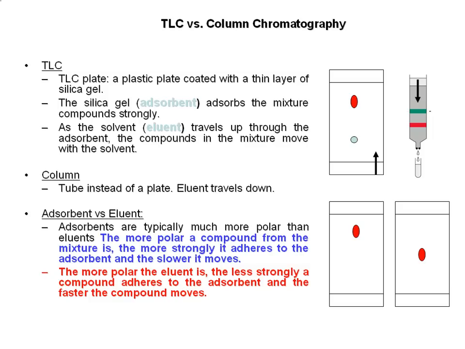So adsorbents, or stationary phases, are typically more polar than the eluents. So the more polar a compound from the mixture is, the more strongly it adheres to the adsorbent and the slower it moves. If you want to move polar compounds down quickly, you need to go to a more polar eluting solvent. Okay, so the more polar the eluent is, the less strongly the compound will adhere to the polar adsorbent, and the faster it'll move, and vice versa.